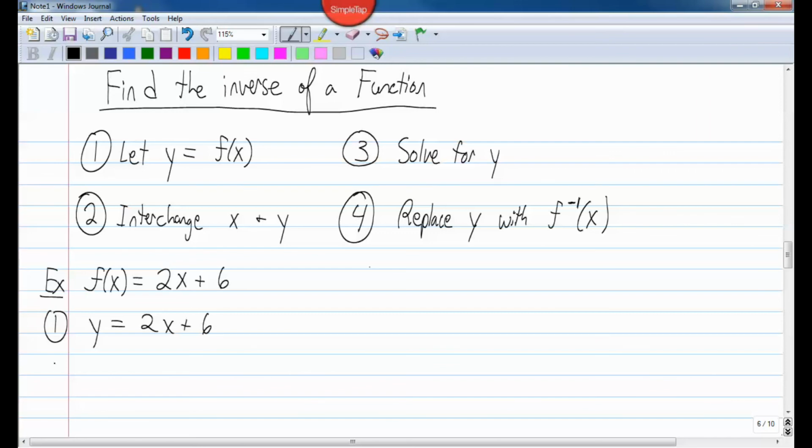Alright, step 2 is to interchange x and y. That means where you have a y, write an x. Where you have an x, write a y. So x equals 2y plus 6. Step 3 is to solve for y. So do whatever algebra is necessary to get y by itself.